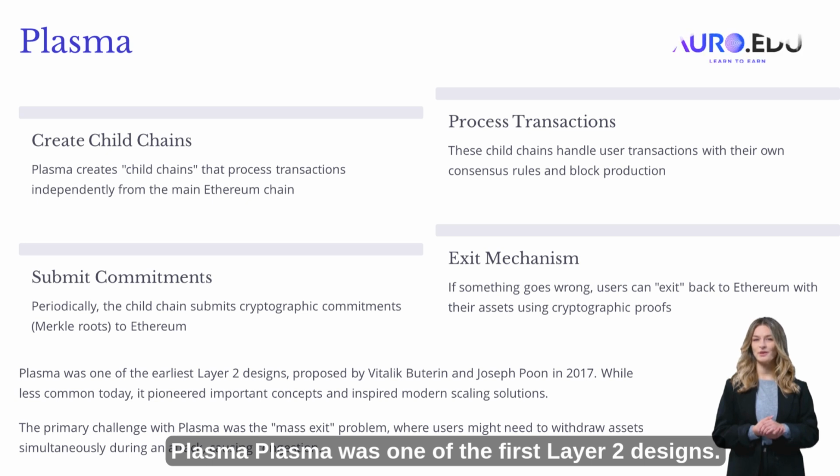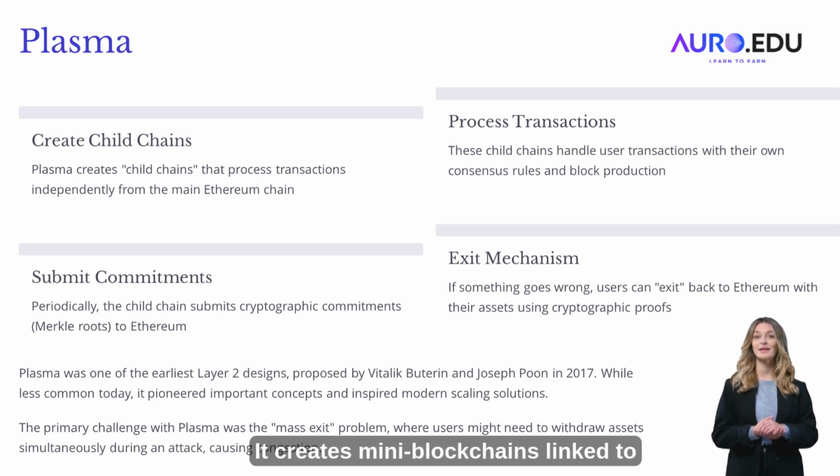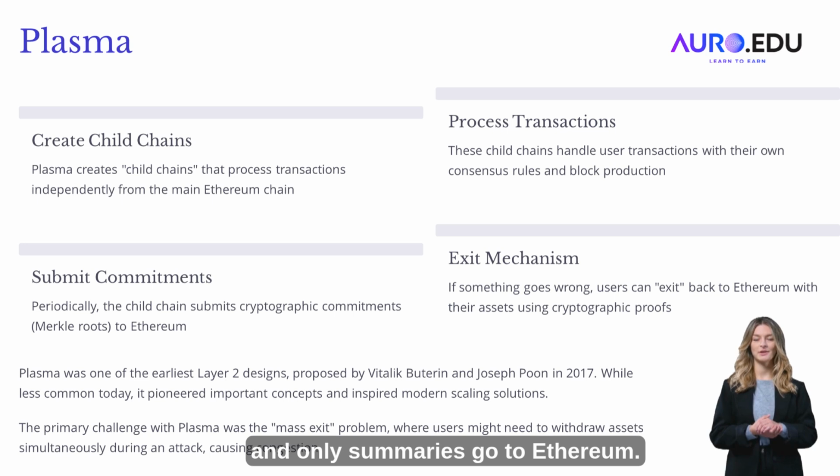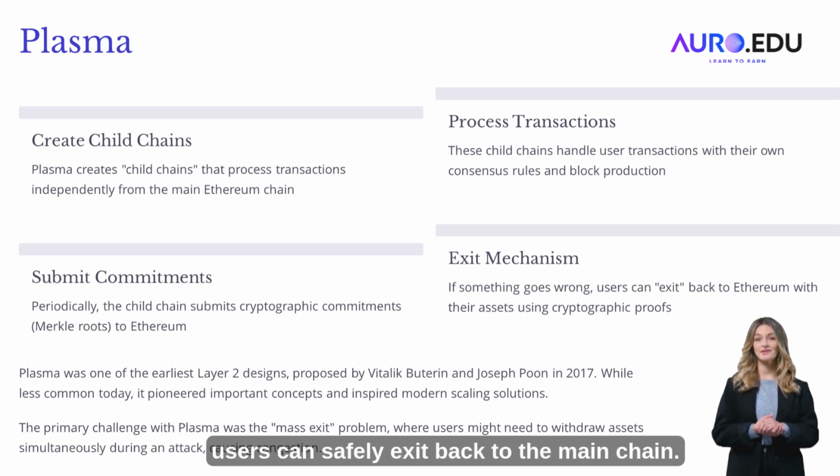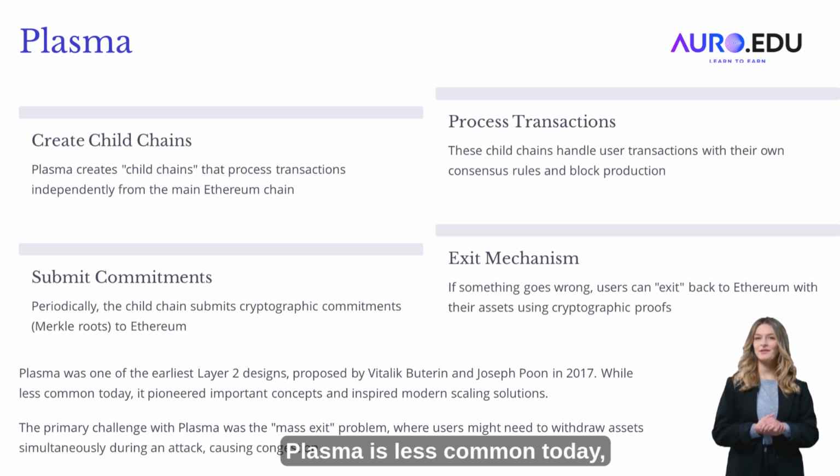Plasma was one of the first Layer 2 designs. It creates mini blockchains linked to Ethereum. Most work happens off-chain and only summaries go to Ethereum. If something goes wrong, users can safely exit back to the main chain. Plasma is less common today, but inspired modern solutions.